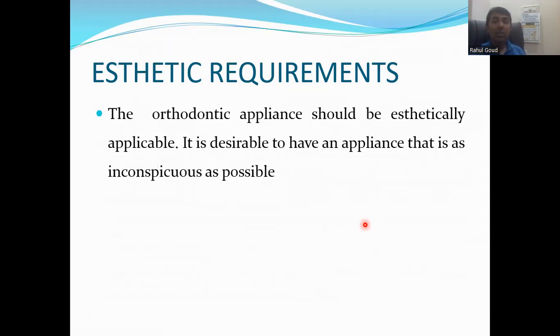Now coming to the aesthetic requirements. The orthodontic appliance should be aesthetically acceptable. It is desired to have an appliance that is as inconspicuous as possible. Means the visibility of the appliance while talking or smiling should be as minimum as possible.